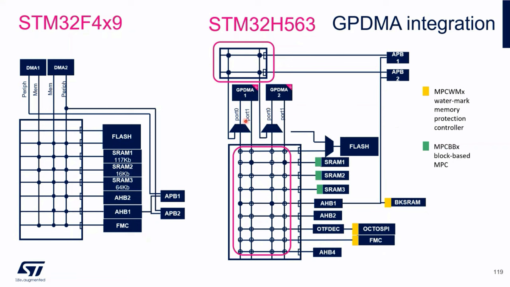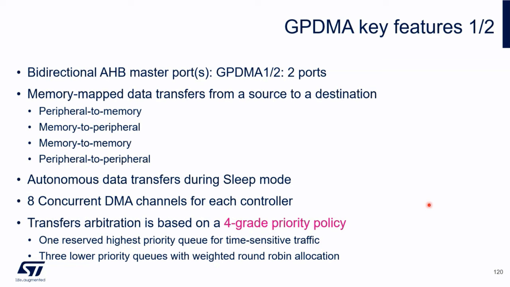And both have two ports, that's similar to the F4. Usually port one is more suitable for accessing the memories, and port zero is more suitable for accessing the peripherals, but it's up to you how you configure it. We can support different types of transfers: from peripheral to memory, memory to peripheral, memory to memory, or even peripheral to peripheral. We can also do some autonomous data transfer during the sleep mode.